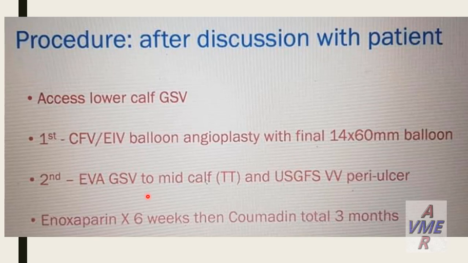He is treating the great saphenous vein with endovenous thermal laser ablation, and he is treating the perforators related to the ulcer by using sclerotherapy. And he continued on enoxaparin for 6 weeks, then coumadin for 3 months.